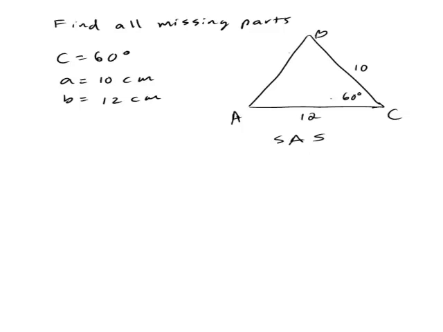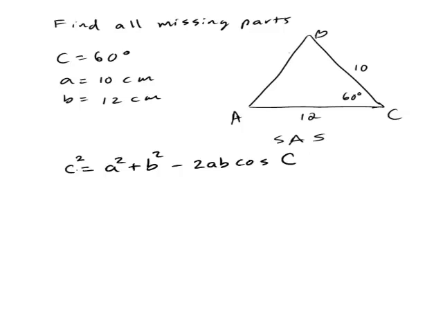So what we do first, we're going to start with finding side C. And for side C, the formula is going to be C squared equals A squared plus B squared minus 2AB times the cosine of angle C. Alright. And so you see here, we're given A and B, and we're given angle C, so this allows us to find side C.